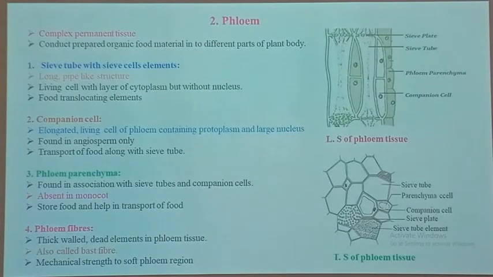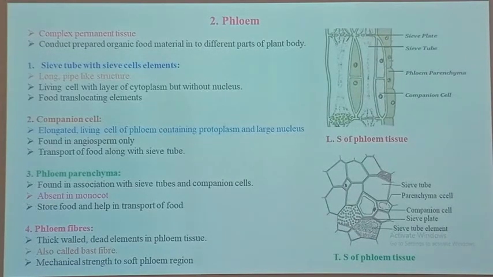The other kind of complex permanent tissue is phloem. The function of phloem is to conduct prepared organic food material to different parts of the plant body. The sieve tubes with sieve cell elements are long pipe-like structures with living cells with a layer of cytoplasm but without nucleus. The function of sieve tubes is food translocation. The companion cells are elongated living cells of phloem containing protoplasm and a large nucleus. They are found in angiosperms only. The function of companion cells is transport of food along with the sieve tube.